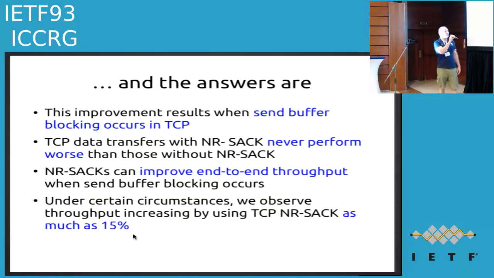This improvement results when sender buffer blocking occurs in TCP. Important thing, we never perform worse than the standard SACK mechanism. We improve the end-to-end throughput, and following the default GNU Linux configuration, we can have an improvement as much as 15%. Next.